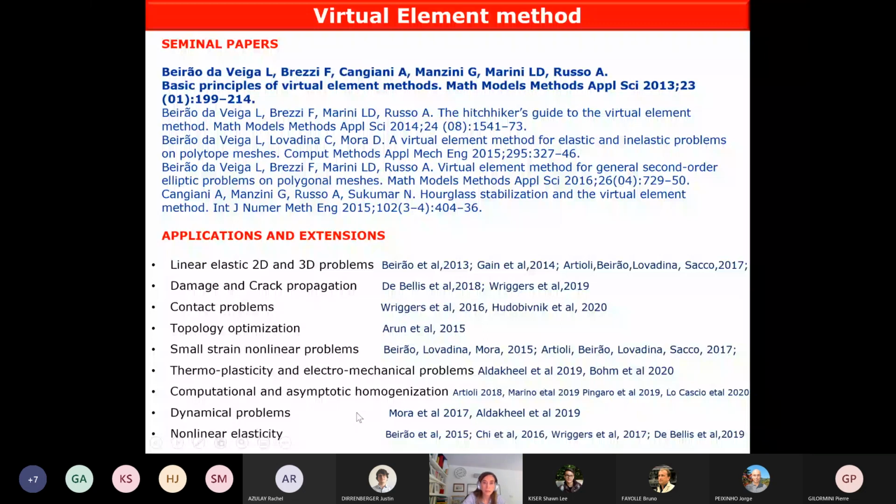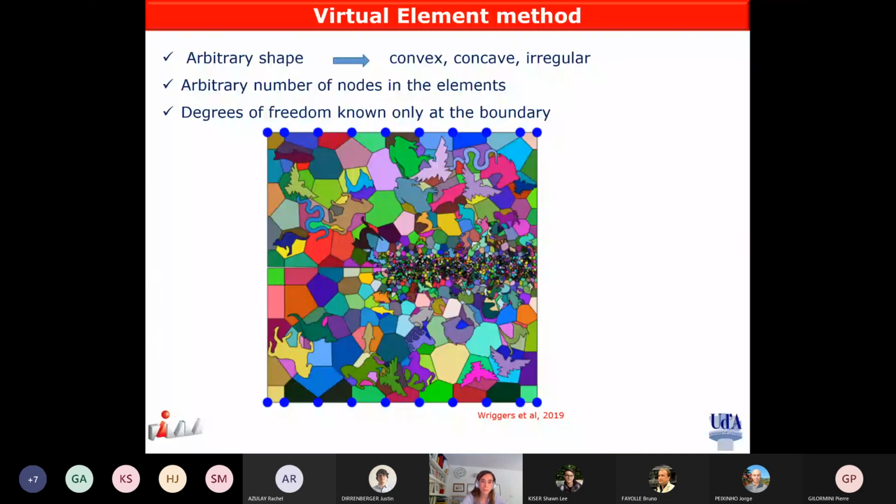The main features of the approach are related to its high flexibility. Differently from the finite element method, it is possible to use elements with totally arbitrary shape. You can use convex, concave, and irregular elements, with an arbitrary number of nodes in the elements, and the formulation is conceived so that the degrees of freedom are known only at the boundary. This circumstance is very useful to easily couple virtual elements with finite elements.